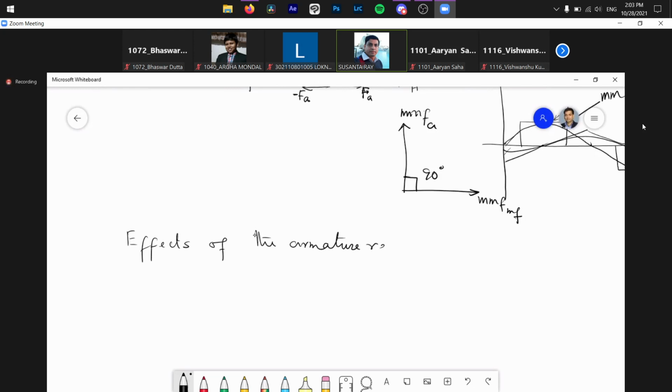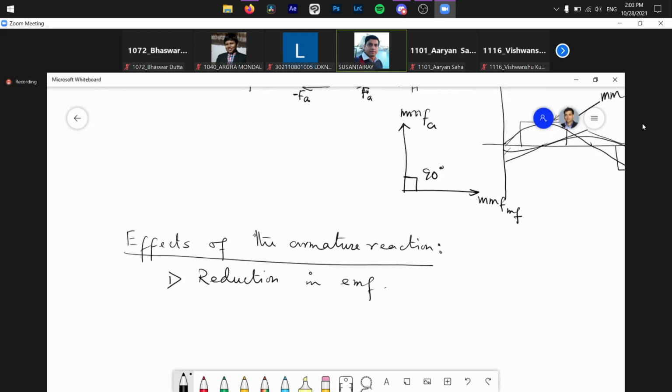Effect of the armature reaction. Okay. The first one, that is reduction in EMF. Can you tell me why? Why the EMF is reduced?